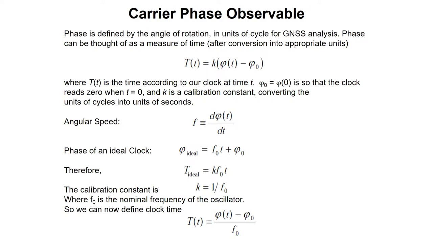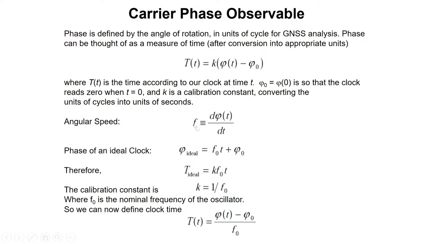the antenna, and this replica signal which is created in the receiver, they correlate to each other, meaning cross-correlation is going on between the satellite signal and the replica signal created by the receiver. Then there is a time delay, and we are able to know this time delay because of the phase observation. So t is the time according to our clock at time t, and phi naught is such that the clock reads 0 at time 0.